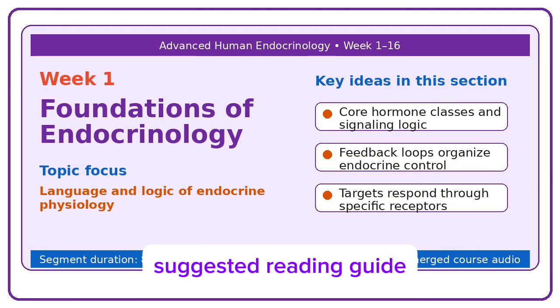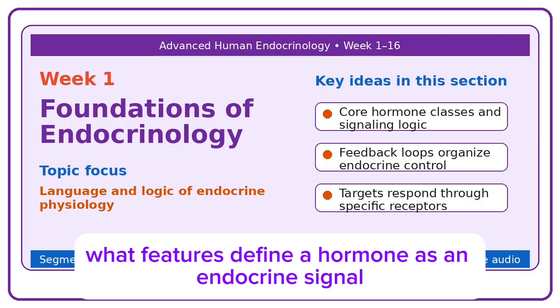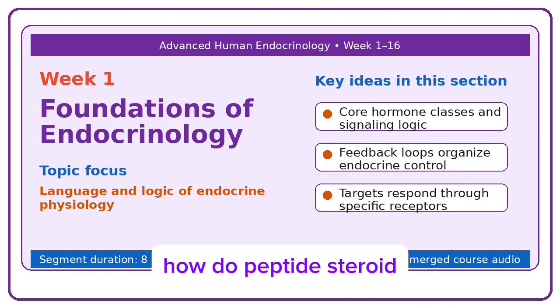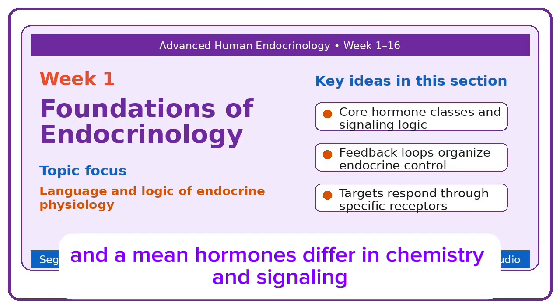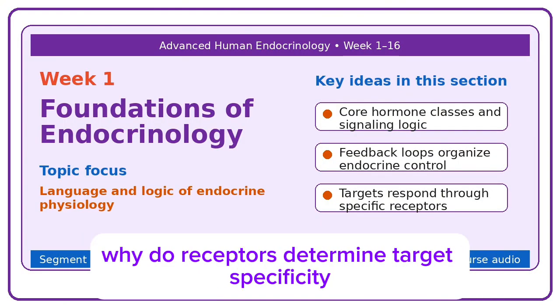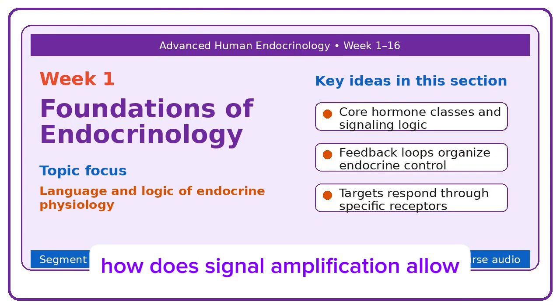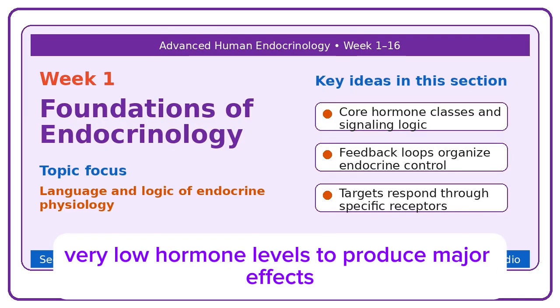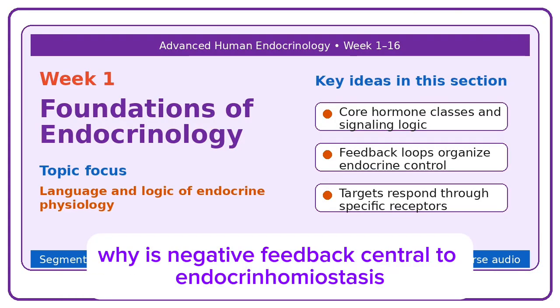Suggested reading guide. What features define a hormone as an endocrine signal? How do peptide, steroid, and amine hormones differ in chemistry and signaling? Why do receptors determine target specificity? How does signal amplification allow very low hormone levels to produce major effects? Why is negative feedback central to endocrine homeostasis?